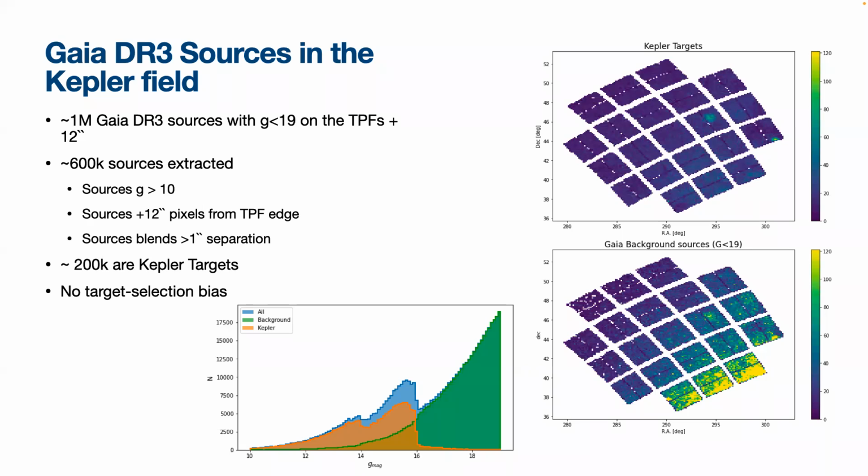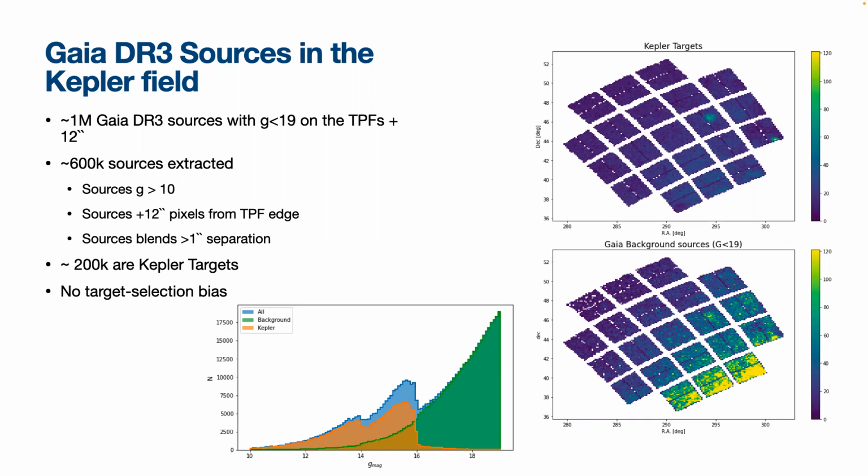200,000 of them are the Kepler targets, and the rest are background sources. And as I mentioned before, and I want to keep highlighting, there's no target selection, so there are no biases in this. I'm showing here on that distribution plot the apparent magnitude of the background targets in green. In orange are the Kepler targets, and in blue is the addition of both.